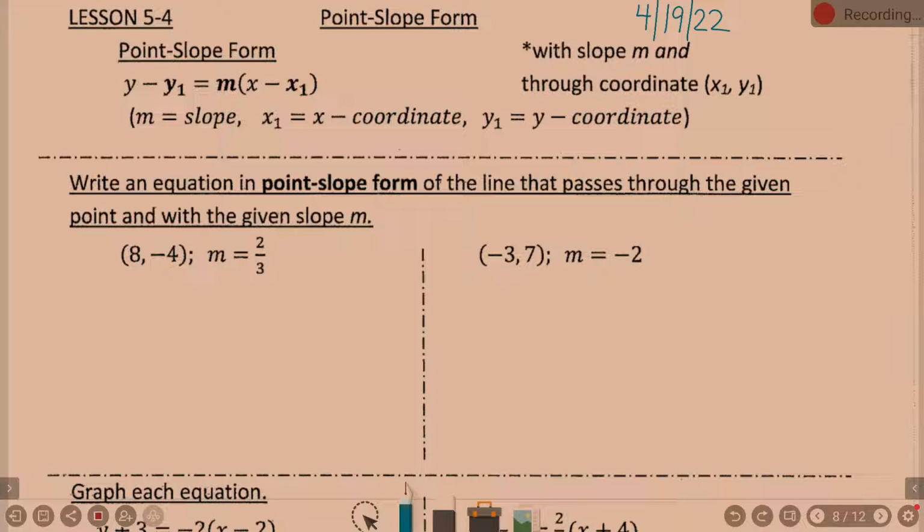Okay? Yes, I got your last chapter test. It's in my to-be-graded pile because I just got it today.